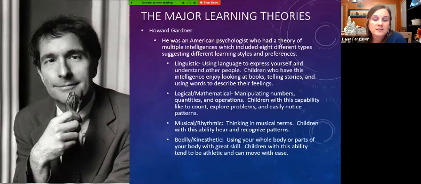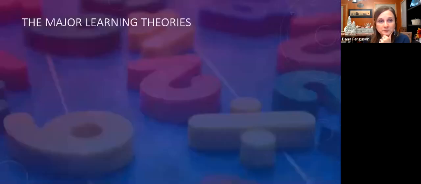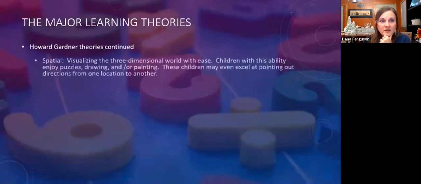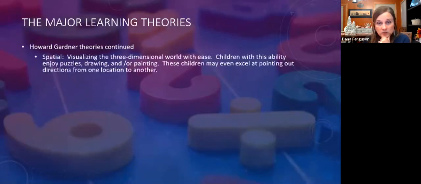Then there's the bodily kinesthetic. So this is like your athletic people, using your whole body or parts of your body with great skill. So children with this ability tend to be athletic and they can move with ease. Bet you can think of a child like that too. Then spatial, visualizing the three-dimensional world with ease. Children with this ability enjoy puzzles, drawing, and or painting. These children may even excel at pointing out directions from one location to another.